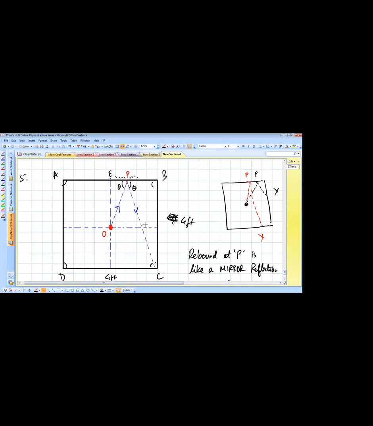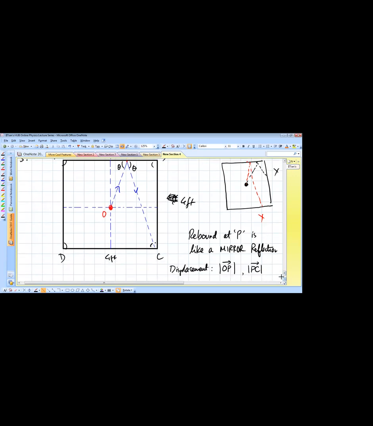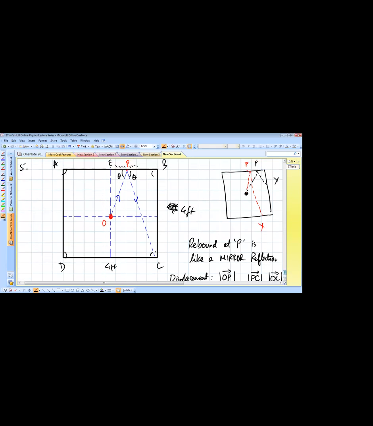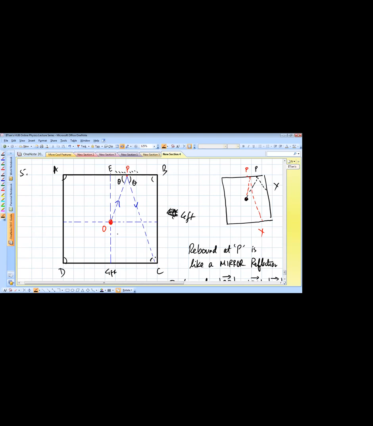This vector P to C. This one's magnitude you've been asked to find, and the magnitude of this vector from O to P. And you've also been asked to find the final displacement, which is nothing but from O to C. So that's another thing you've been asked to find here. O to C is very easy, as you can see, it's half the diagonal, so that's no problem. So the side length is 4, so the diagonal is 4 root 2. So half the diagonal is just 2 root 2. That's easy. The tricky part is these two: how to find OP and then how to find PC.